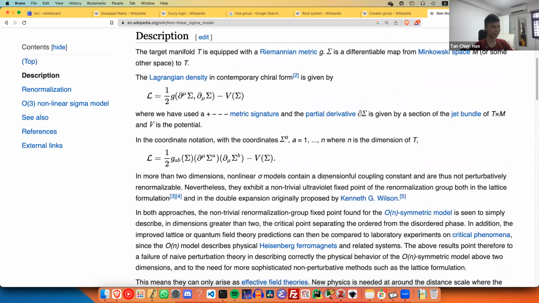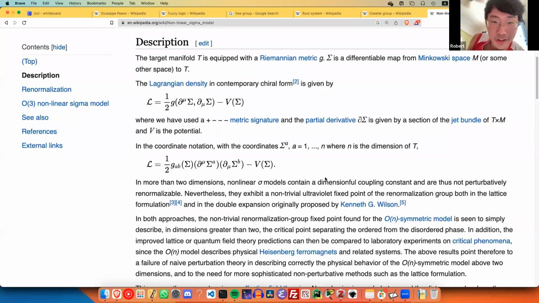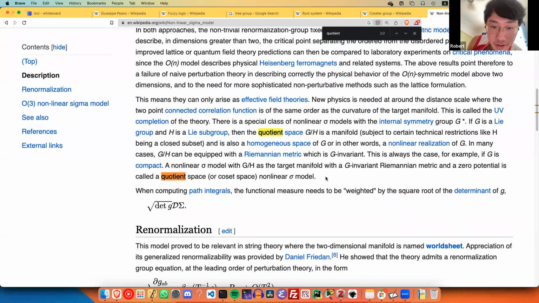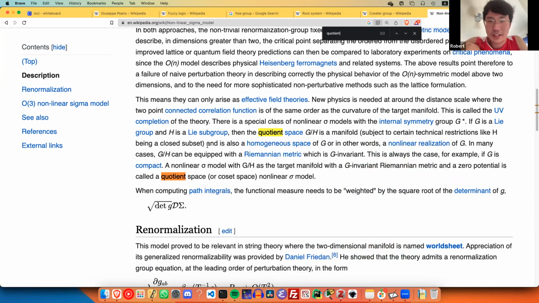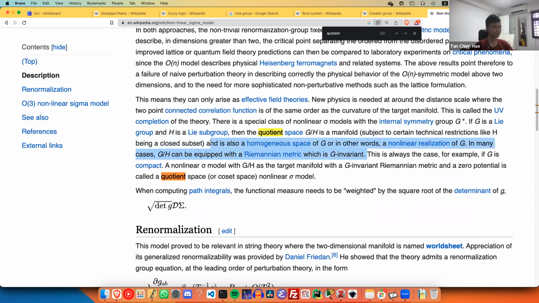The quotient space is a manifold. Wait, this is usually not true. How? If G is a Lie group and H is a Lie subgroup, then the quotient space is a manifold. Oh, this feels like it's something really useful actually, because most of the time a quotient group behaves so poorly. Quotient groups always behave super poorly, but if the subgroup is a normal subgroup, then it's okay, right?